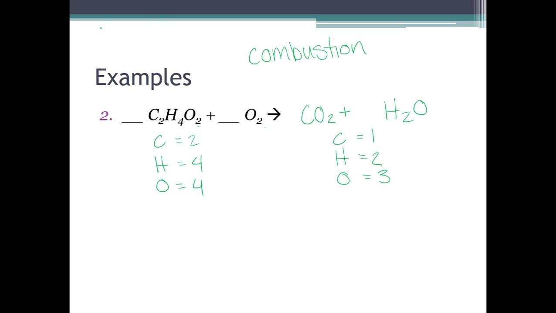Remember to go in order, carbon, hydrogen, and then oxygen. So we need more carbon in our products. We'll put a 2 in front of our CO2, give us 2 carbons. But that's also going to mess with our oxygen. Now we have 2 times 2 is 4, plus 1 is 5 oxygens. But carbon's done, so that's good.